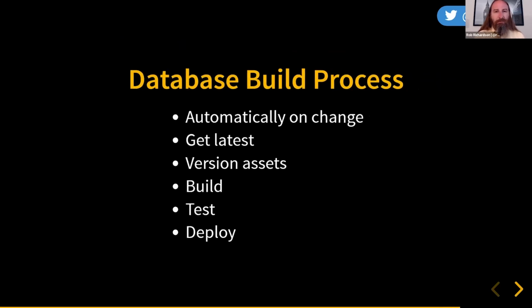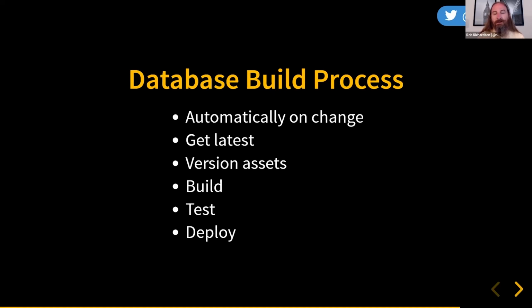We're back at the database build process. We have those 5 steps. Automatically on every change, we want to get the latest, we want to version our assets, we want to build, which means we'll restore a recent database backup, or maybe we'll create a new database, and then run the migration process, whether it's state-based or migration, and then we'll test it, probably running our integration test from our application. And if all of that works in our isolated environment, then we'll deploy it to our production environment.